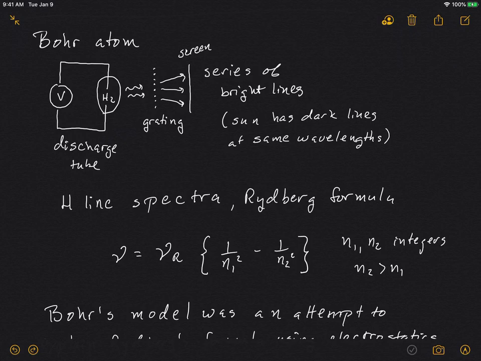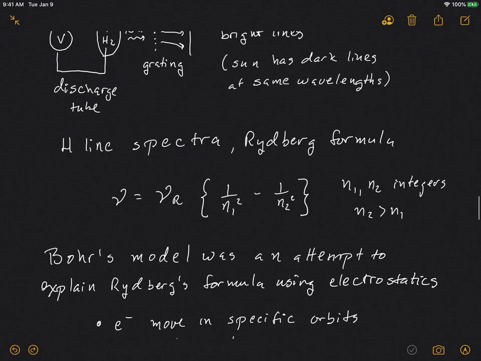And Bohr's model was an attempt to come up with a physical explanation for this Rydberg formula. This Rydberg formula was just sort of empirical. It worked really nicely to reproduce the spectra that include dozens of lines, these very sharp features in the spectrum. And it's a very nice, simple, elegant formula, so it hints that there's something deeper going on here.